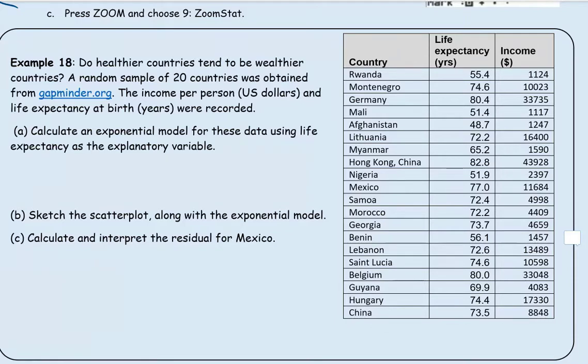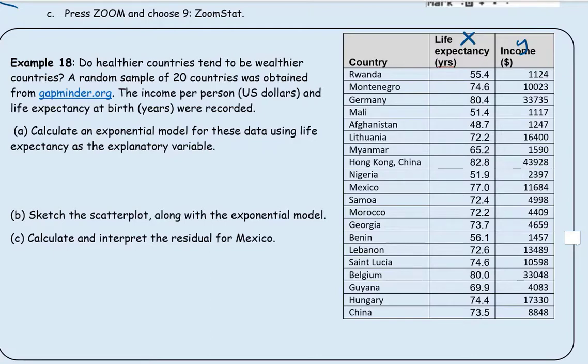So what we're going to do is calculate an exponential model for these data using life expectancy as the explanatory variable. So life expectancy is our explanatory variable, which means income is our response variable.